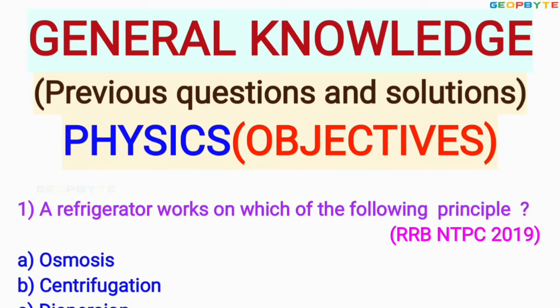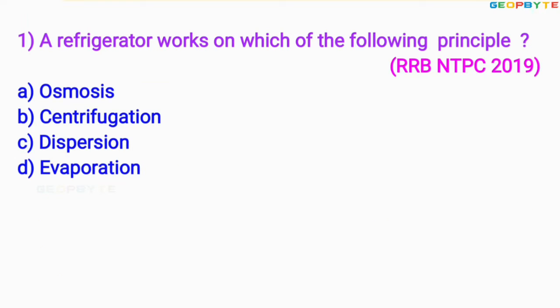Look at the very first problem. The very first question is, a refrigerator works on which of the following principle? Option A, osmosis. Option B, centrifugation. Option C, dispersion. Option D, evaporation. The correct answer is option D, evaporation.